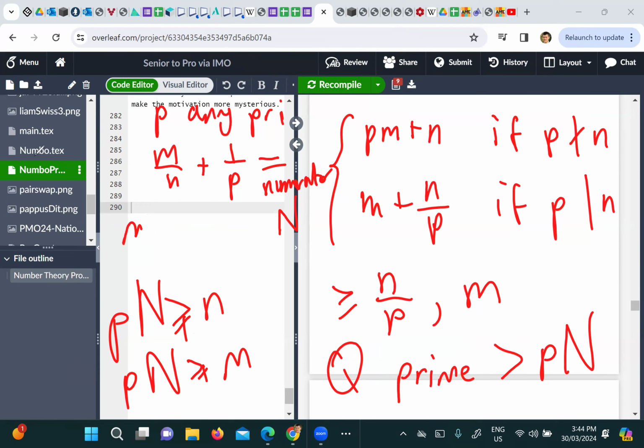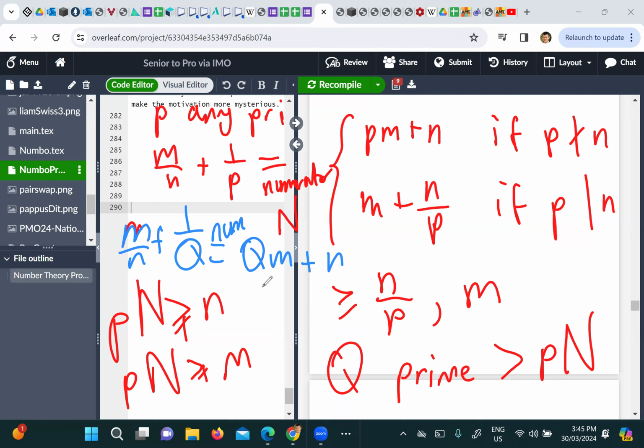I'll do it in blue. And have qm over n plus 1 on q. Okay, now we know it's equal to qm. So this is the numerator. We know it's equal to qm plus n now. Does that make sense? Because the q is co-prime. Okay.